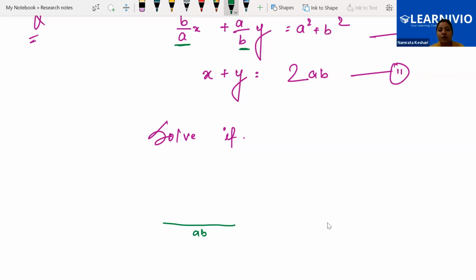Right, Harshit? You can say how you have started solving it. Ma'am, same. First, I have taken the LCM. First you have taken the LCM. What is the LCM? It's AB. The LCM will be ab, right, Ziana? Yes, ma'am.